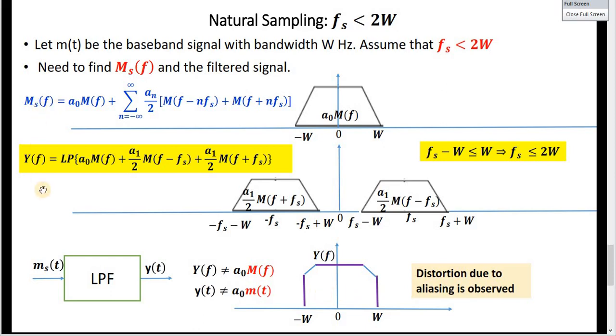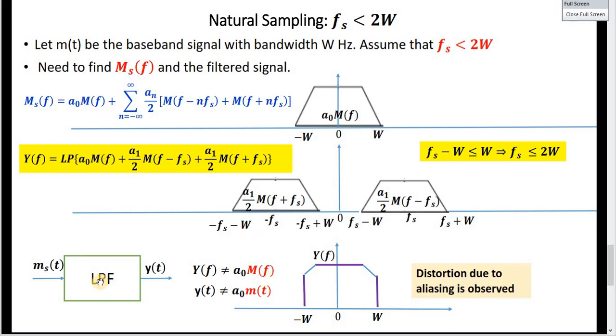If Ms of t is passed through an ideal low-pass filter with bandwidth W, then the output of the low-pass filter will no longer be proportional to the message M of t. That is, within this bandwidth, a part of this spectral component will be introduced into this frequency band, and it becomes part of it. So it becomes inseparable from the frequency components between zero and W. So we have distortion.